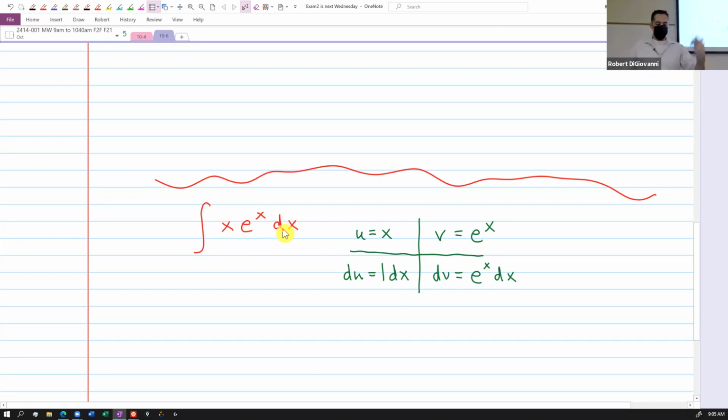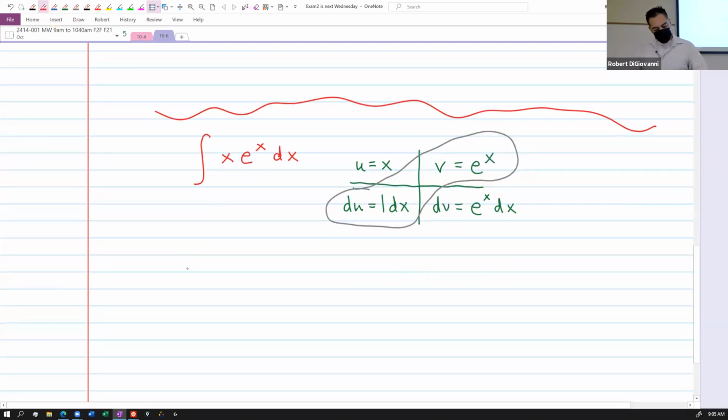So I'm kind of foreseeing what the v du integral is going to look like. It's going to be the integral of this, which is just the antiderivative e to the x. So I'm happy about that. So rewriting this becomes u times v, x e to the x, minus the integral of v, which is e to the x, times du, which is dx. Any questions on that?